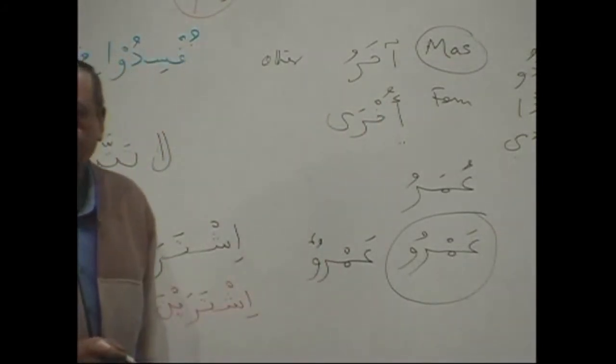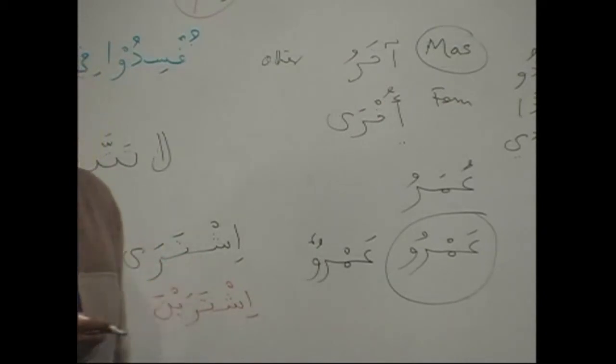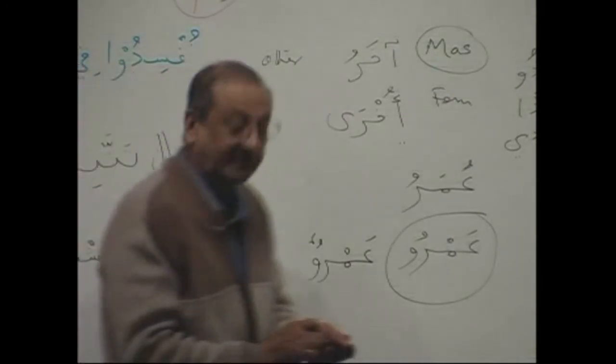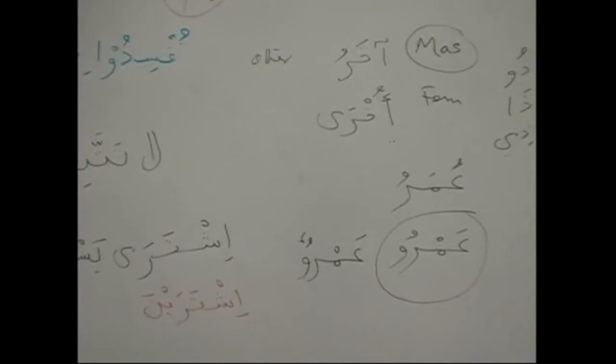Ukhra. Are you with me, brother? Akharu is diptote. Okay, decline akharu, akhara, and again akhara. Decline ukhra: ukhra, ukhra, ukhra. It will be the same.